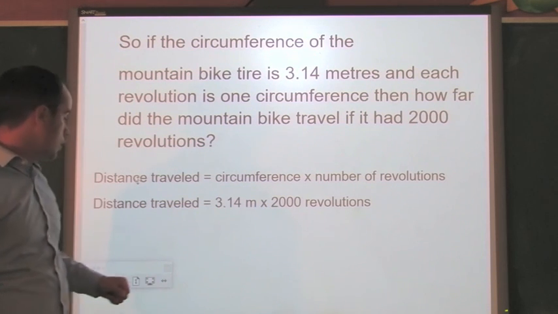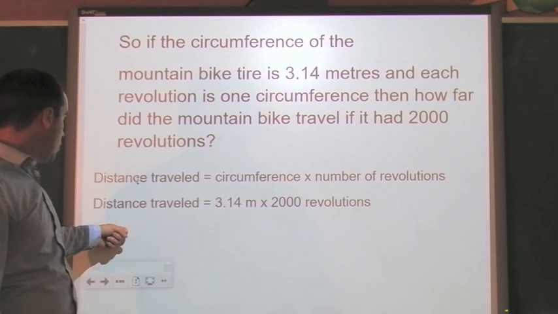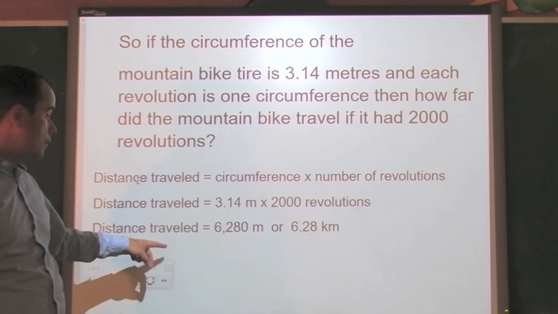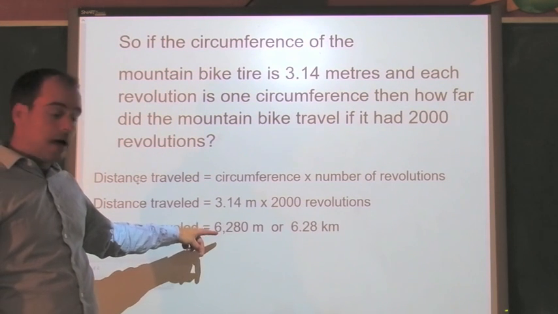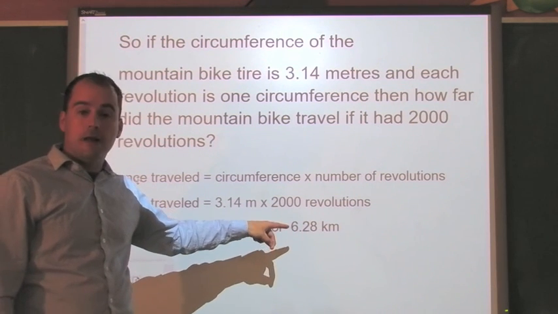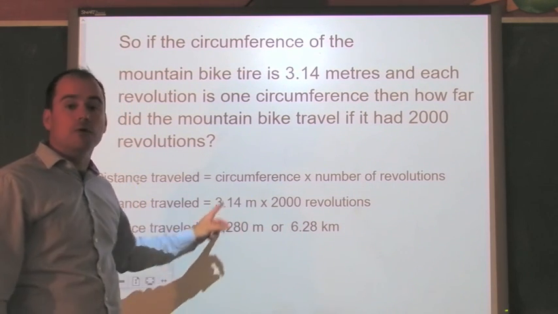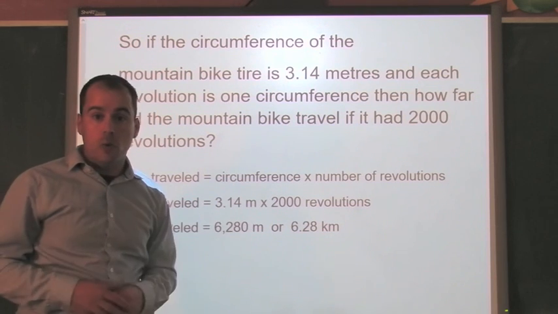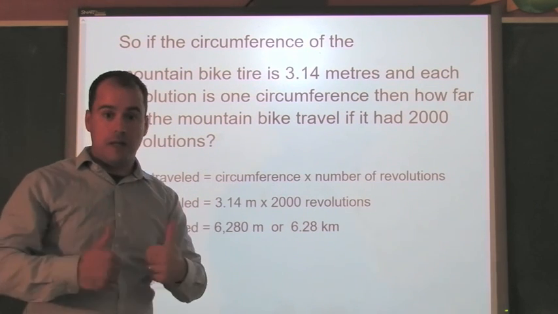Put that into your calculator. You should have come up with the answer: distance traveled equals 6,280 meters, or 6.28 kilometers, since there are 1,000 meters in every kilometer. So you went 6.28 kilometers. That's a great ride.